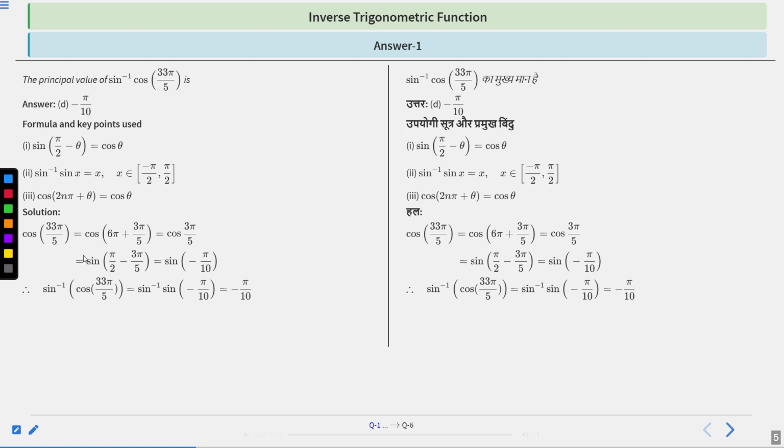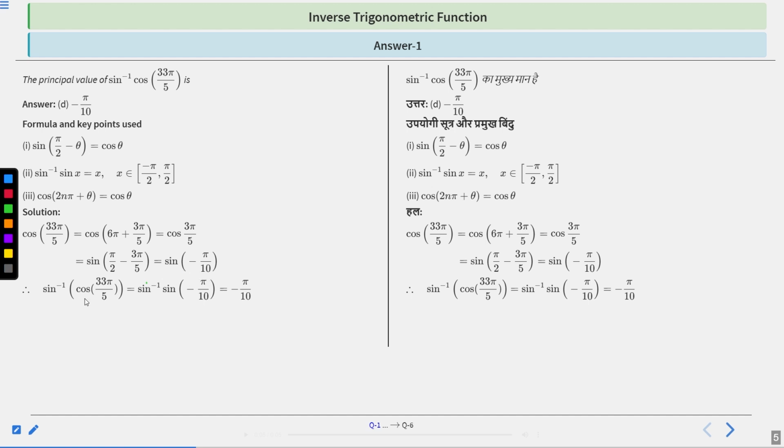Cos 33 pi upon 5 is equal to cos of 6 pi plus 3 pi by 5, which is equal to cos 3 pi by 5. Cos 3 pi by 5 can be written as sine of pi by 2 minus 3 pi by 5, right? And after solving this, you will get sine of pi by 2 minus 3 pi by 5 is equal to sine of minus pi by 10.